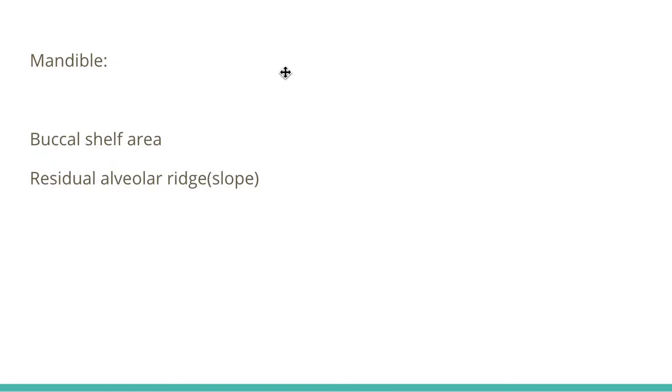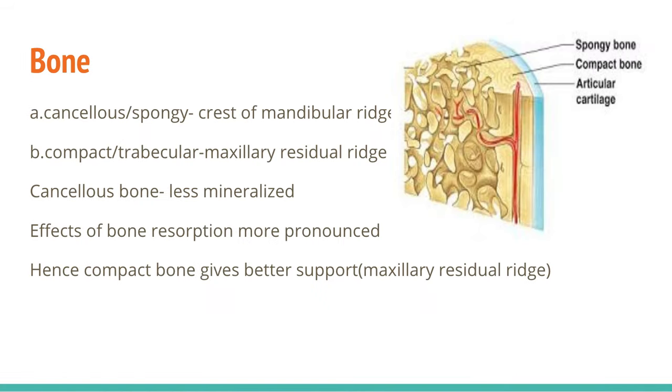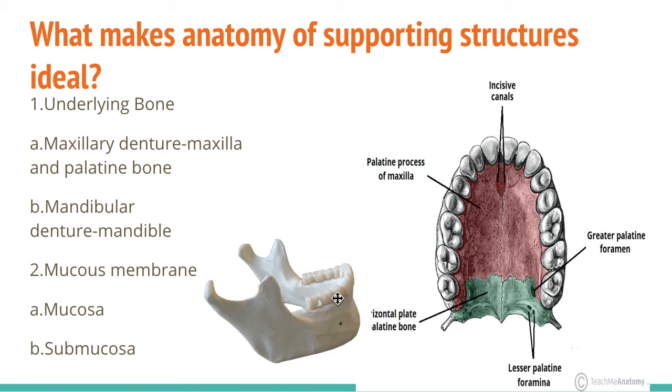Now, I don't have a diagram here, but anyways, the crest is actually composed of the cancellous bone, whereas the slopes have a thin plate of cortical bone. So this is why they can be secondary stress bearing areas, but then again they are at an acute angle to the masticatory forces, which is why they're not that preferred as compared to your buccal shelf area.